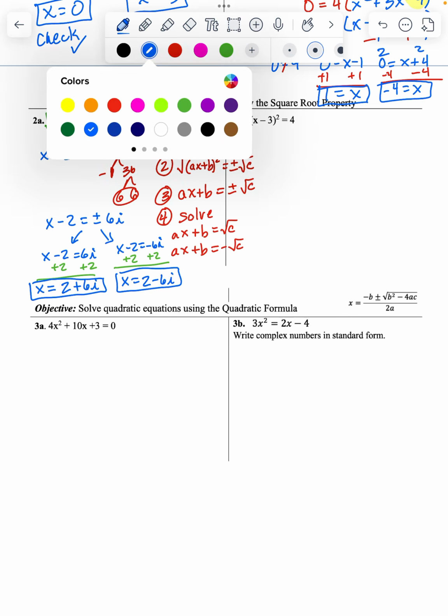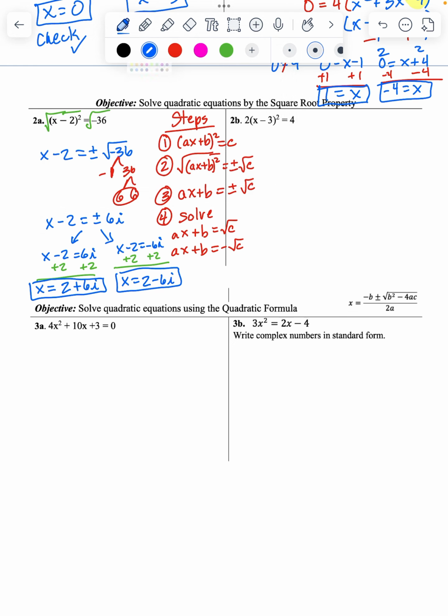For number 2b, this is not in the form to match step number 1 because it's got a 2 on the outside. So the first thing I need to do is divide both sides by 2. We get parentheses x minus 3 close parentheses squared on the left equals 4 divided by 2 is 2 on the right. Now I can take the square root of both sides.